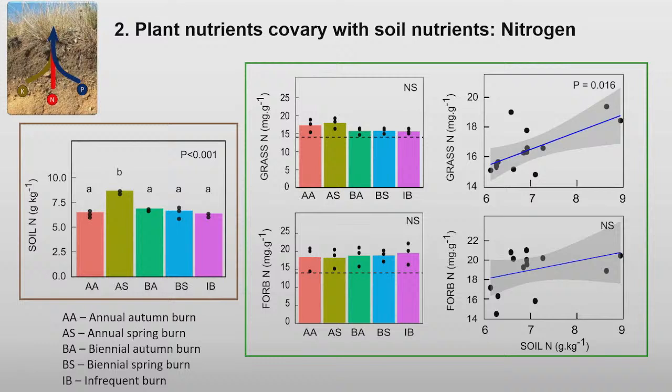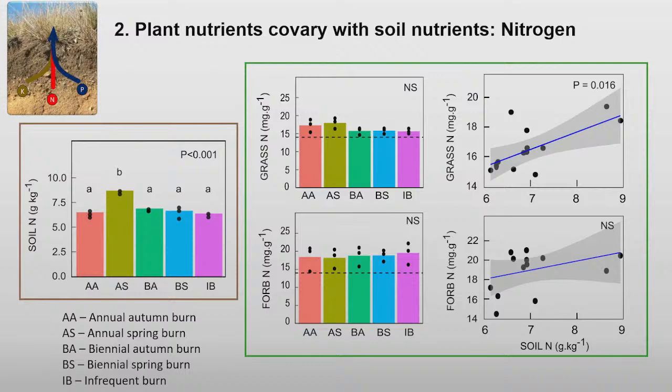To the plant question, we expected plant nutrients to co-vary with the soil nutrients, and that did not happen. Here in this figure, we've got grass nitrogen and forb nitrogen against the fire regime treatments, with just a reminder of what happened in the soil on the left. And you can see that there is no significant response in either the grass or the forbs. But if we have a look over here, this figure far to the right, if soil nitrogen increases, we do see that grasses have the ability to increase their nitrogen.